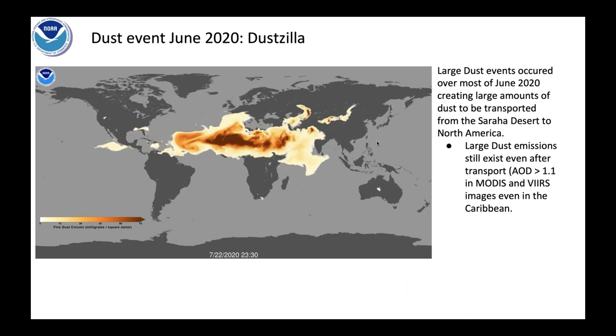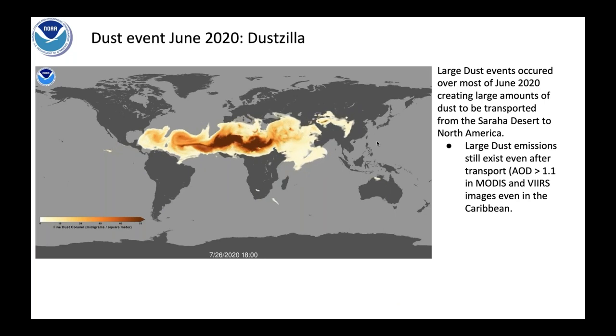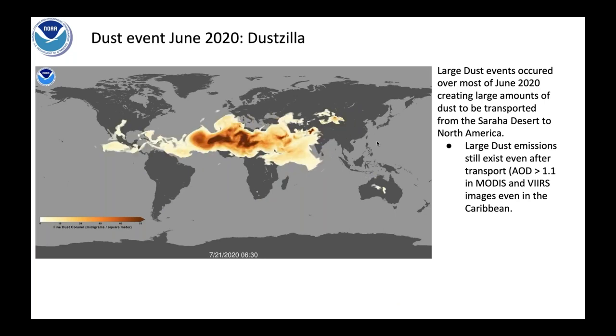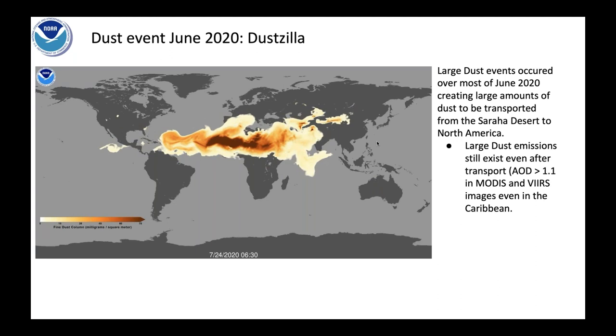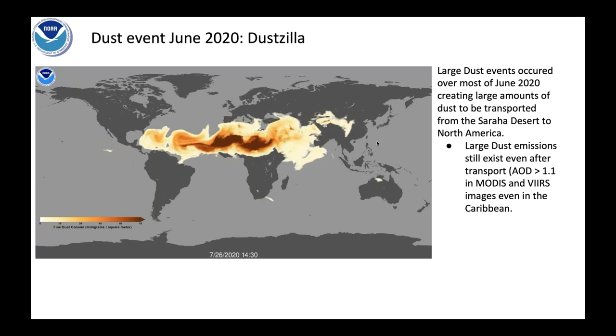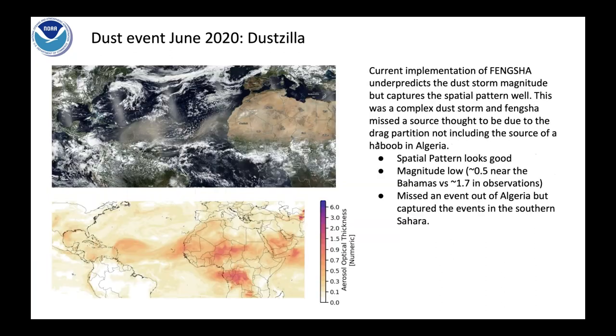And I wanted to cover one more dust event. So this is that same dust event that I talked about earlier. And essentially there was a large dust event over northern Africa. There were actually multiple locations that produced large amounts of dust. They combined and then transported over the Atlantic Ocean towards North America. And so, you know, one, we were able to produce this dust event. In the top left, you can see the VIIRS image of the visible spectrum, and you can see the dust transporting out over the Atlantic Ocean.